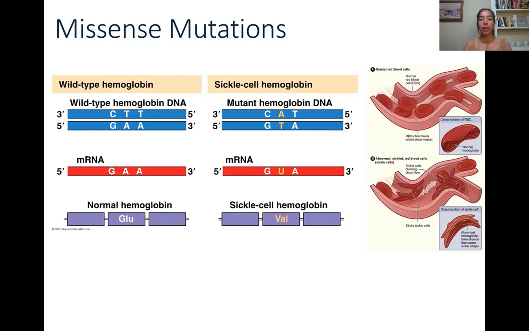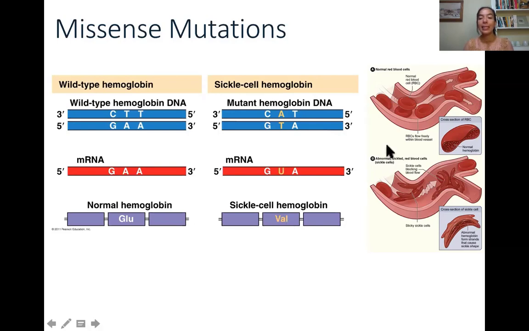This is one example, and a very important example, that is sickle cell anemia. In the wild type, the codon, the triplet, will be CTT, but then in the mutant we'll have CAT, and this will be the messenger RNA. This GAA will code for a glutamic acid. But in sickle cell anemia, we have this mutation that changes the glutamic acid for a valine.